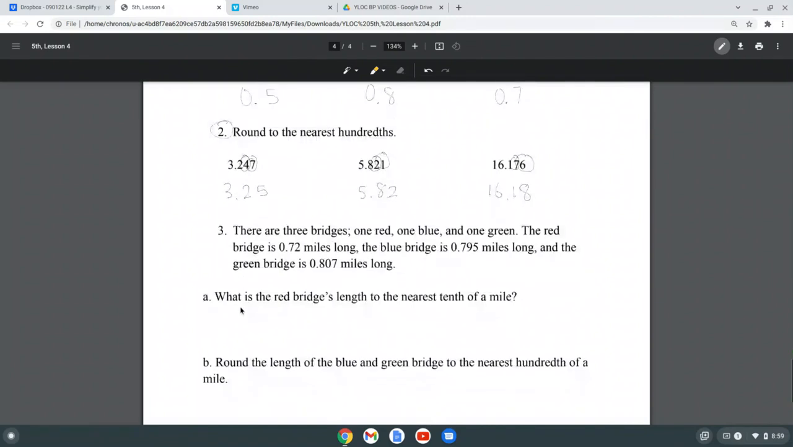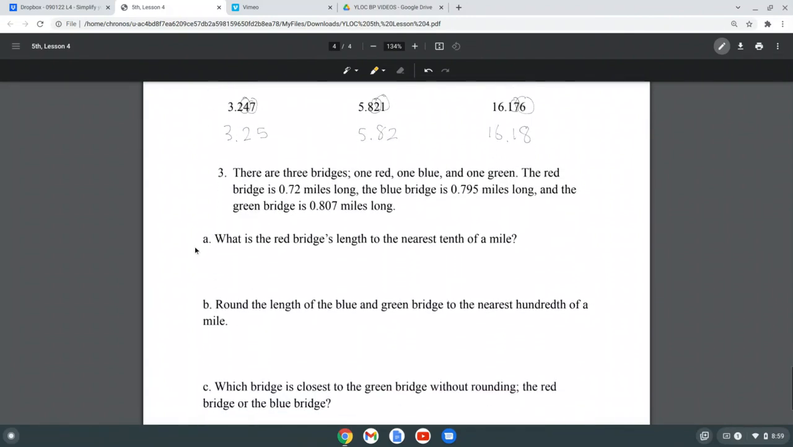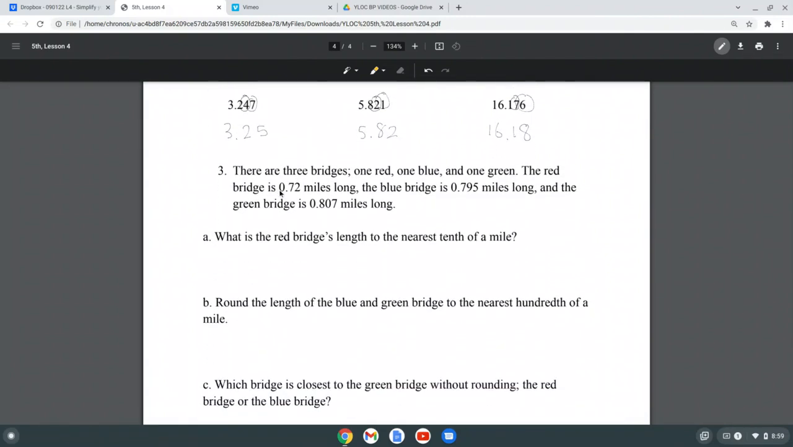And we look at this. There are 3 bridges, one red, one blue, one green. The red bridge is 0.72 miles long, the blue bridge is 0.795 miles long, and the green bridge is 0.807 miles long. What is the red bridge's length to the nearest tenth of a mile? So 0.72, we want to round this up or down. 2 is less than 5, so it'll be 0.7 miles long.